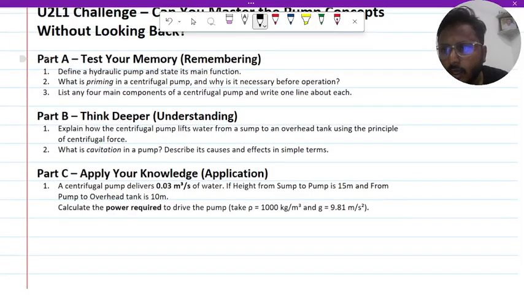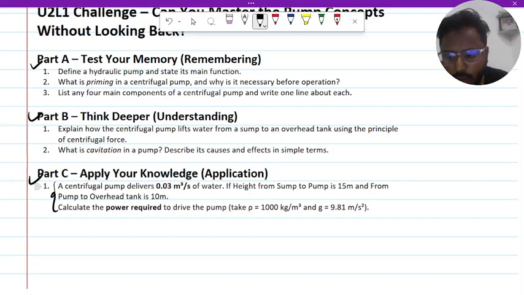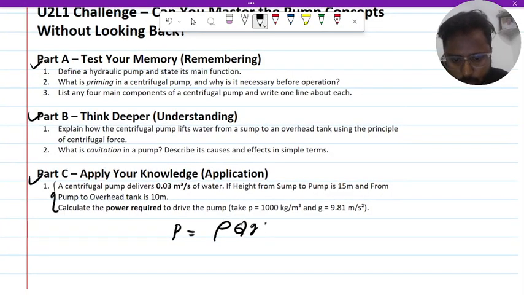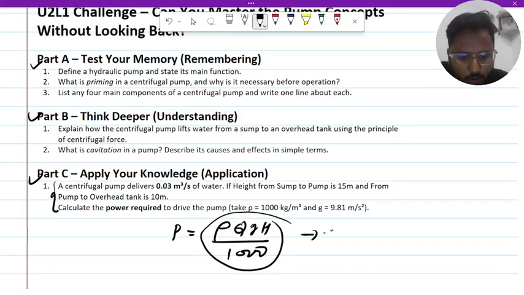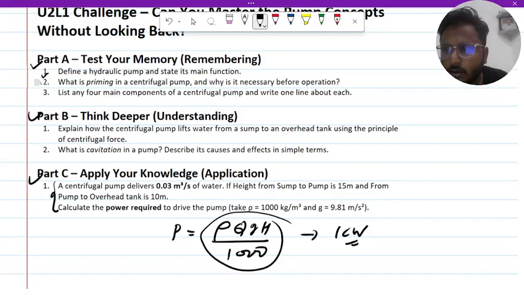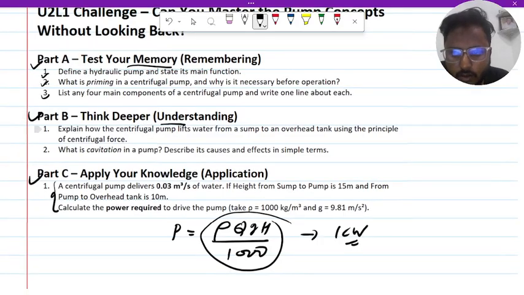You can try these part A, part B, and part C questions. In part C, I have added a numerical problem, which is very simple. You can use the formula rho Q g H divided by 1000 to find the power in kilowatts, and you can try these theoretical problems. First is memory based, second is based on understanding, and the last one is on application.